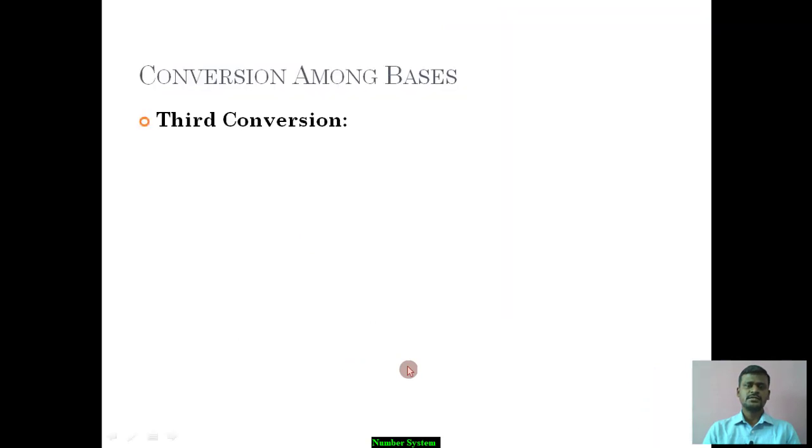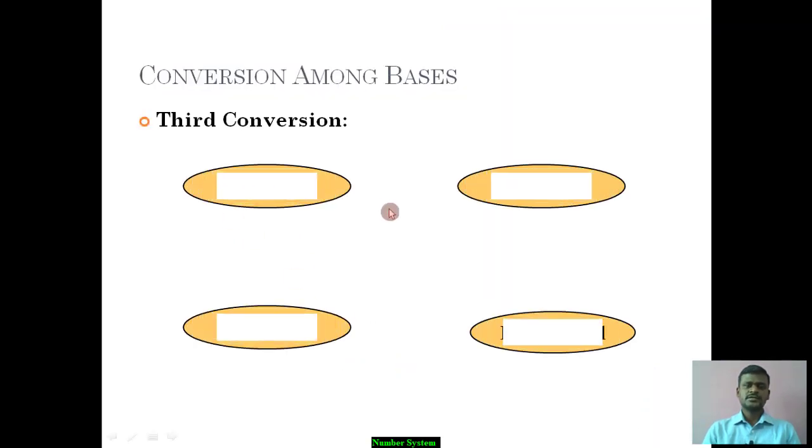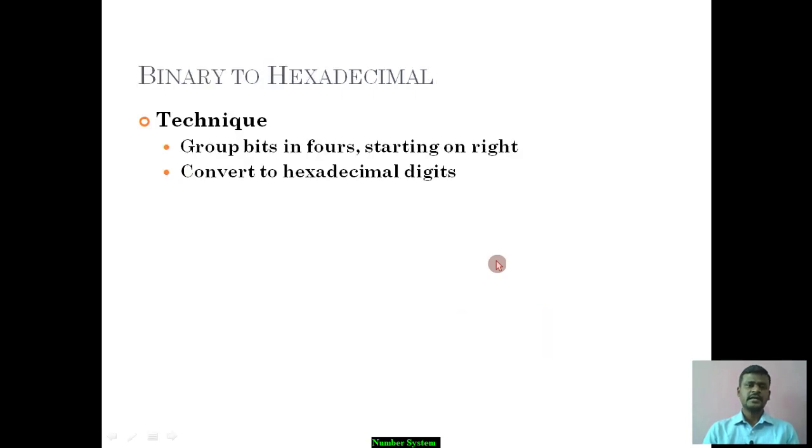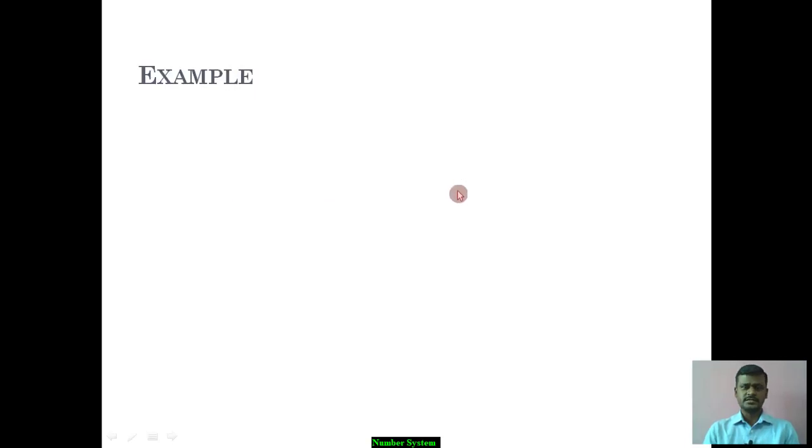Now we will move on to the next conversion, that is the third conversion, from binary to hexadecimal. First we will see the technique. The first step is to group bits in fours, starting on the right. This means that binary bits will be given, we start from the right side of the binary values and group four bits each, and in the end we will convert them to hexadecimal digits.